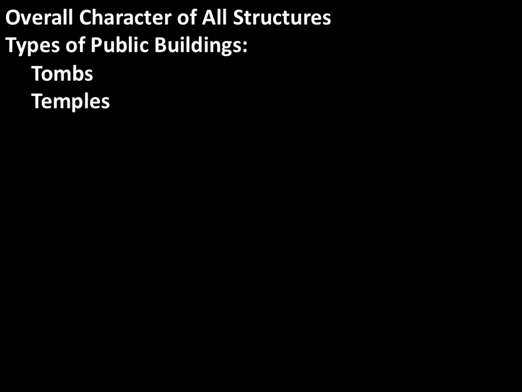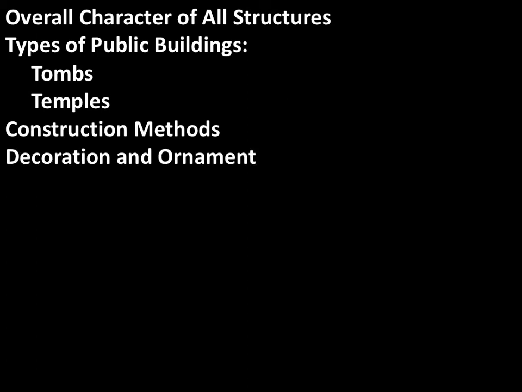All right, I want to lay out what I'm going to be talking about here. First of all, I'm going to talk about the overall character of all of the built structures of this culture. And then we're going to look more closely at two different types of public buildings, tombs and temples. We'll look at the construction methods used to build those tombs and temples, as well as the decoration and ornament of these various built objects. And of course, we're talking about decor also, and that often comes down to furniture. So we'll take a look at ancient Egyptian furniture and the decorative motifs that we will see both in the architecture as well as in the furniture. So those are all the things that I'm going to be talking about in this lecture.